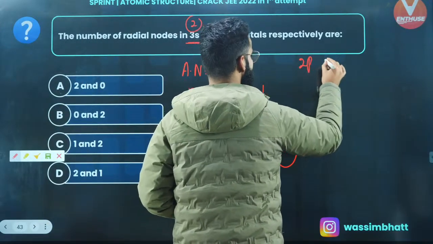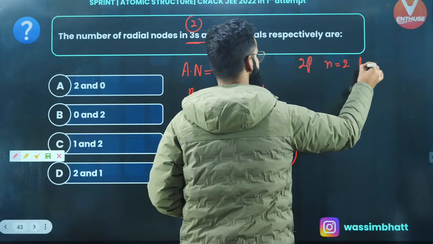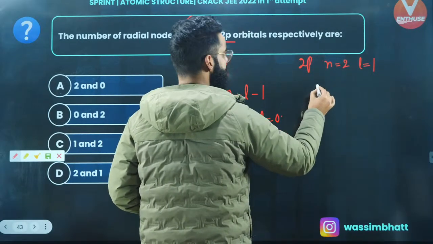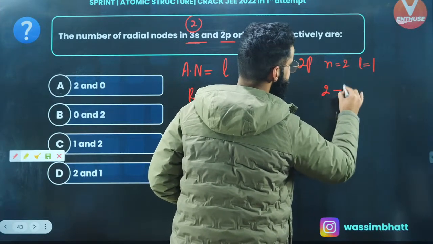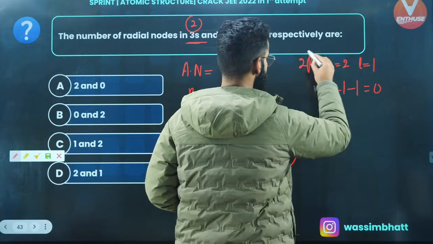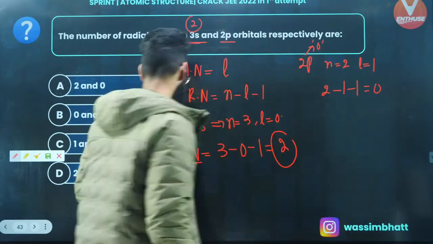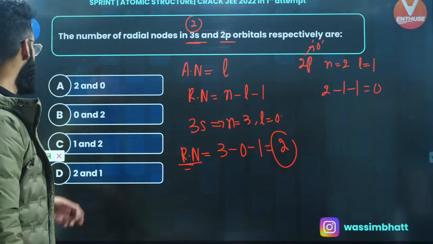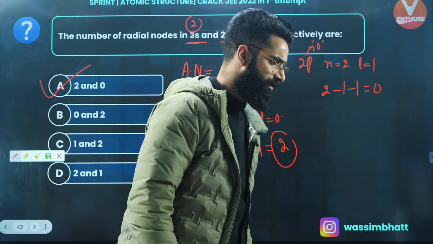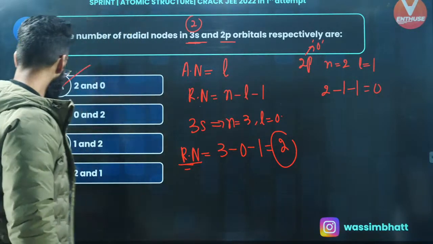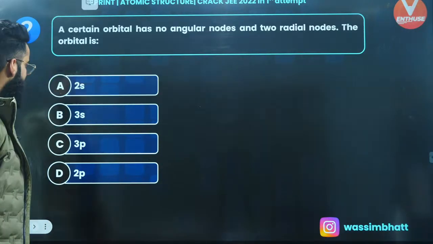For 2p, n value is equal to 2, L value is equal to 1, so n minus L minus 1 comes out to be 0. So there are 0 radial nodes in 2p, right? So 2, 0 is going to be the final answer. So it's absolutely option A, which is the correct answer of this particular question. Simple, guys? Moving on to one more.